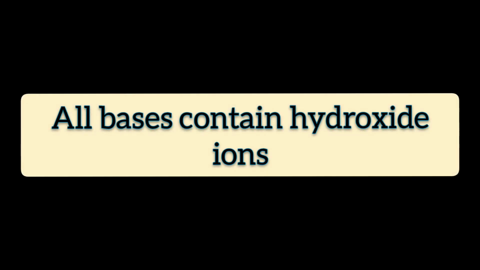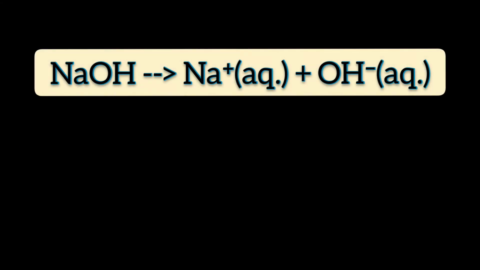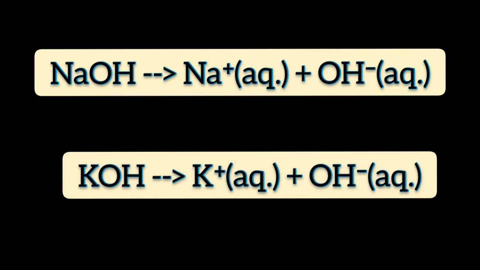Okay, do you know what is common in all bases? All bases contain hydroxide ions, that is OH ions, and when a base dissolves in water, it produces hydroxide ions. For example, sodium hydroxide is a base, and when it is dissolved in water, it produces hydroxide ions and sodium ions. Similarly, potassium hydroxide is another base and gives hydroxide ions and potassium ions when dissolved in water.